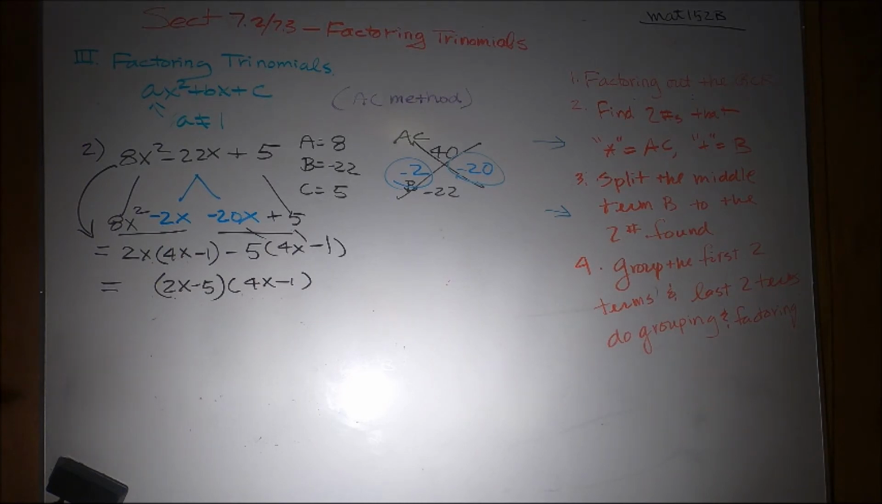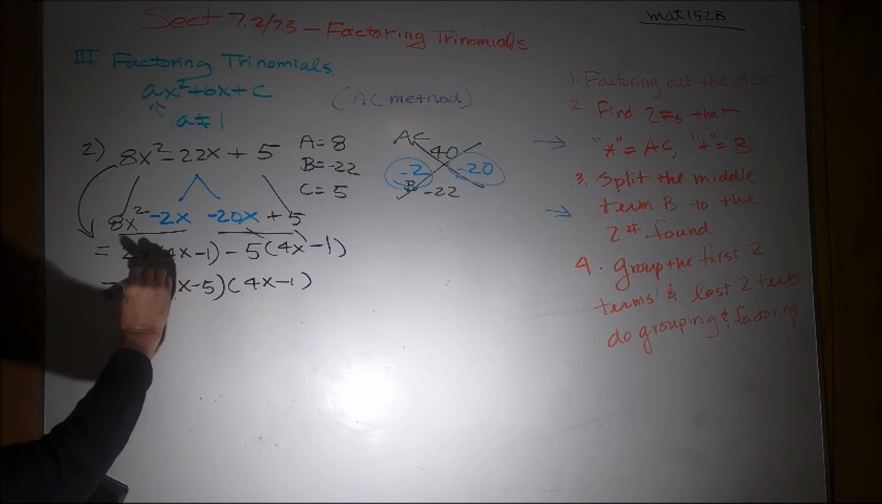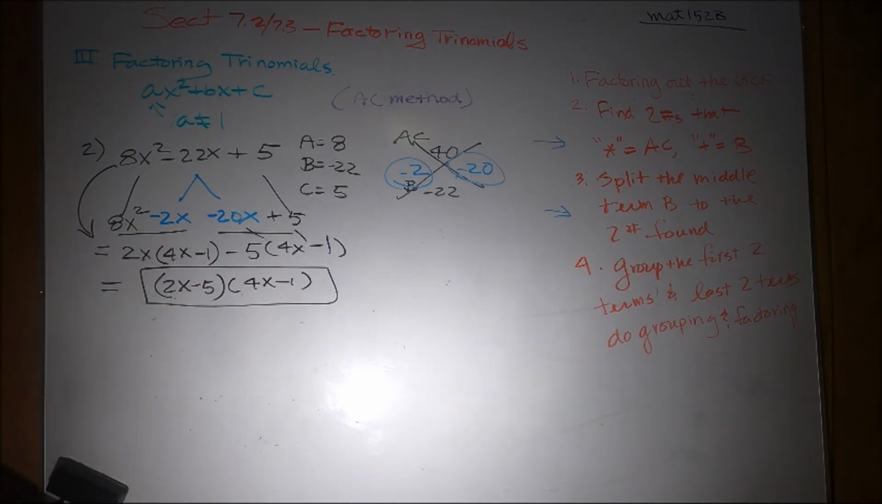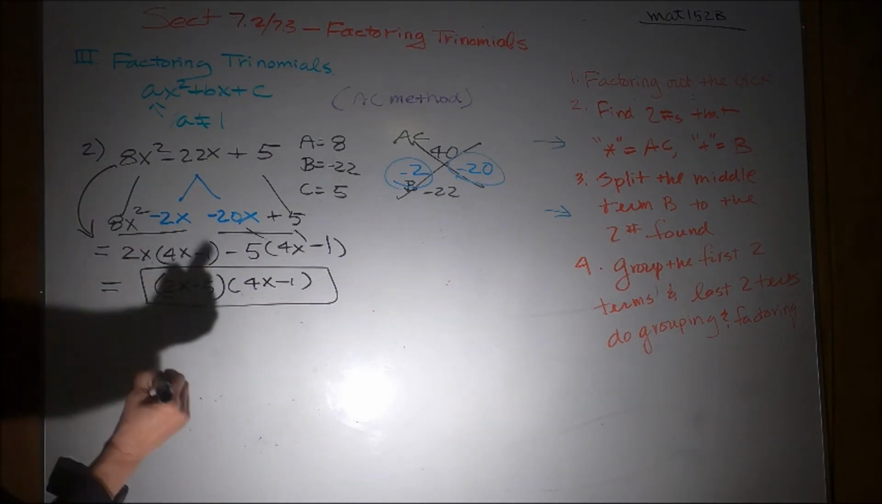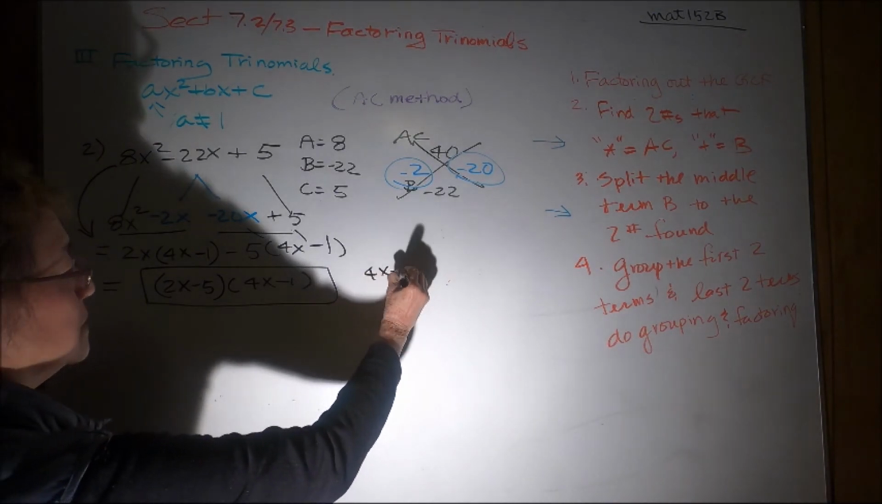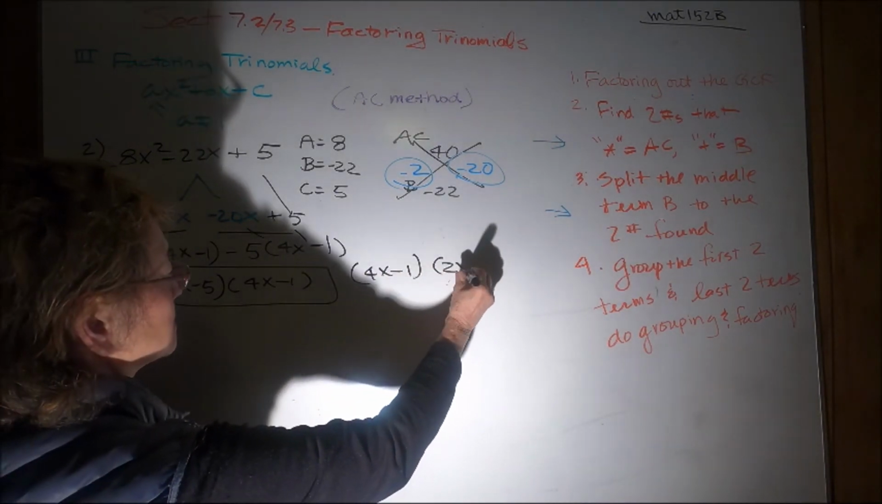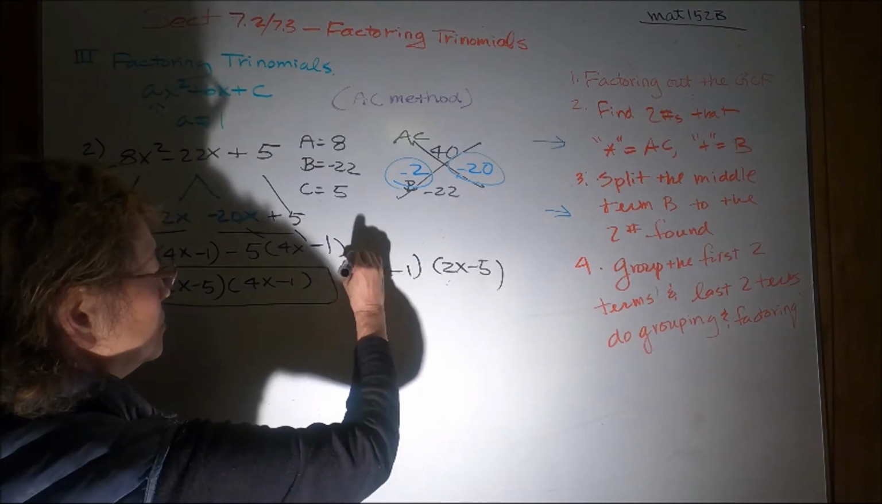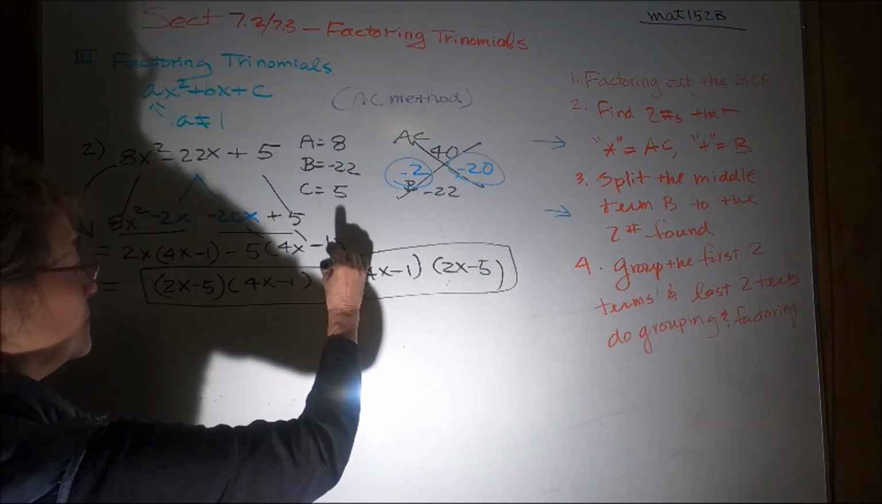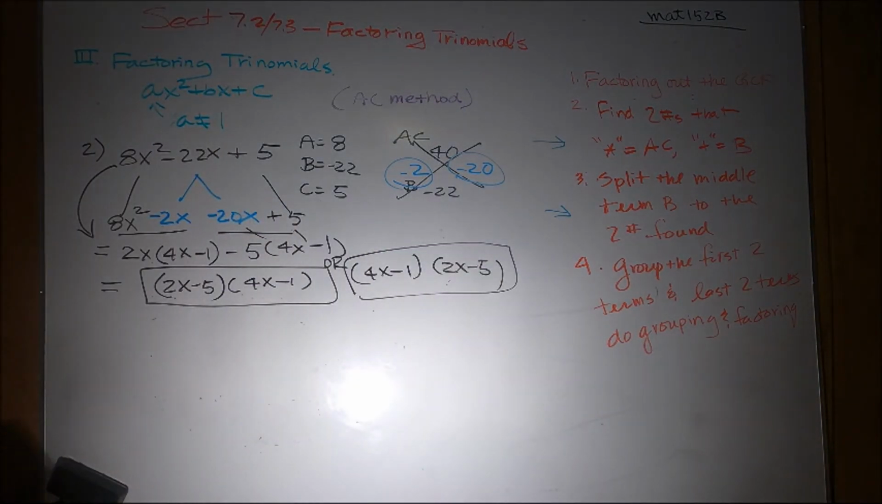Then how do you know you are doing right? You do the FOIL, then make sure you get back. Or you can write 4x minus 1 first. I think the computer will take both because 4 times 5 and 5 times 4, they are the same. Are we okay?